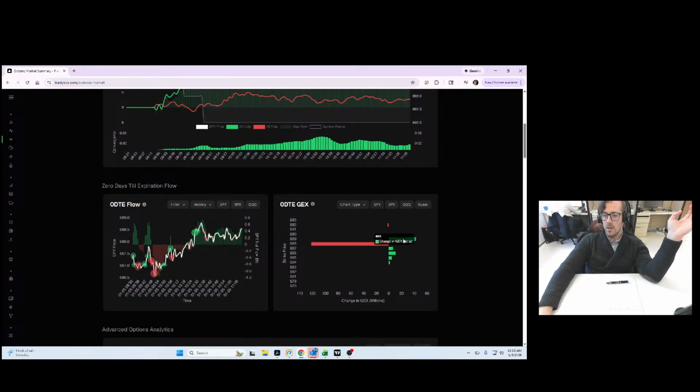But there's a lot of resistance here. So at this 689 level, it's going to act as a resistance, right? Just when you see green on these GEX charts, this is 0 DTE gamma exposure.